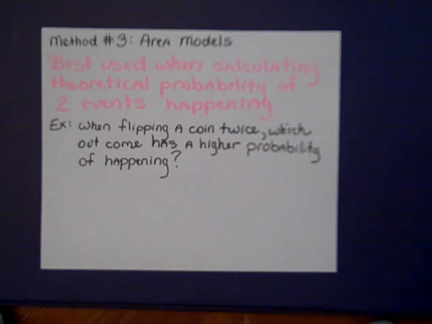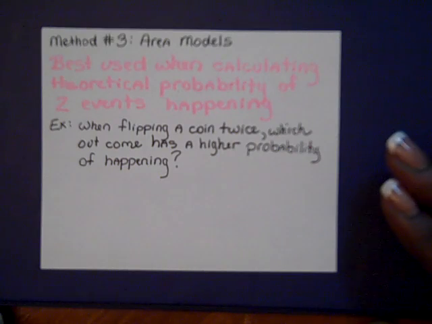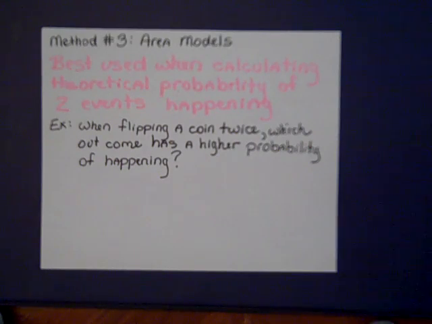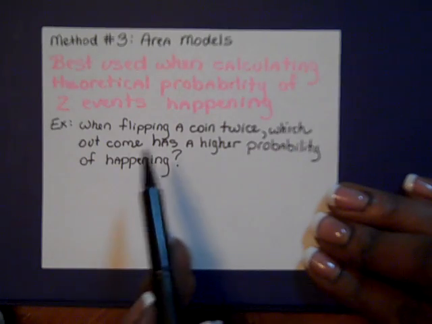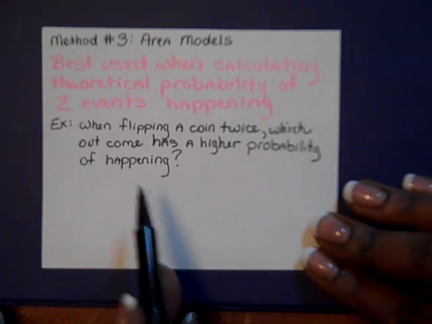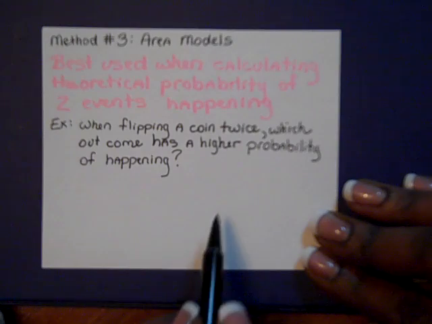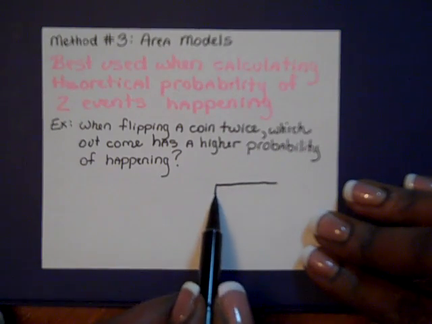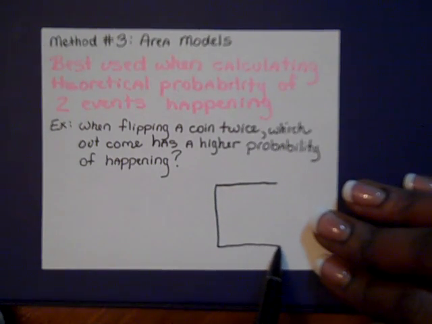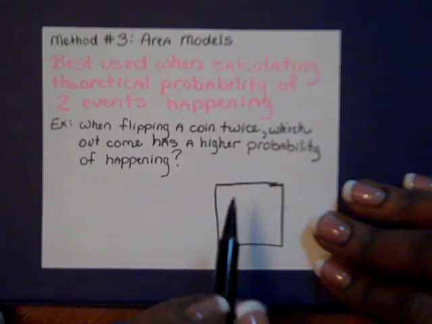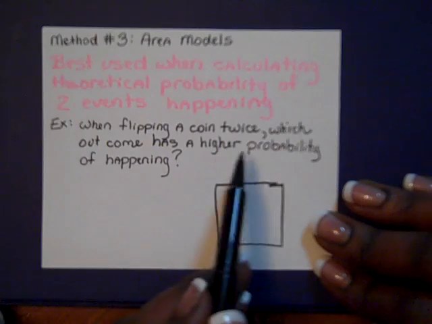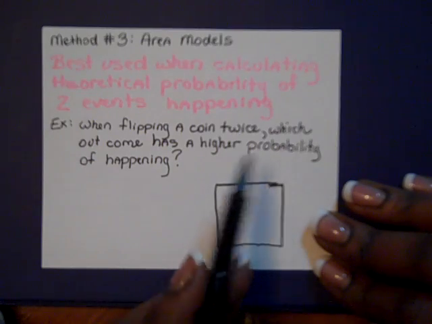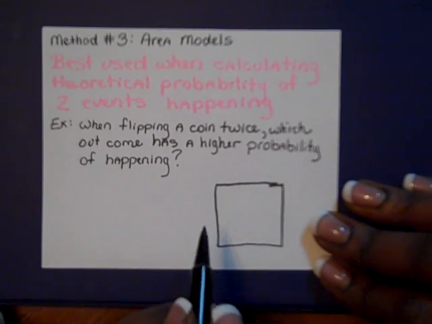Now, this method is really good when you are trying to actually calculate the theoretical probability of 2 events occurring. For example, when flipping a coin twice, which outcome has a higher probability of occurring? So what an area model would do, I'll just go ahead and start my area model over here, is not only display all the possible outcomes, but it also gives you the actual probability of each outcome occurring.